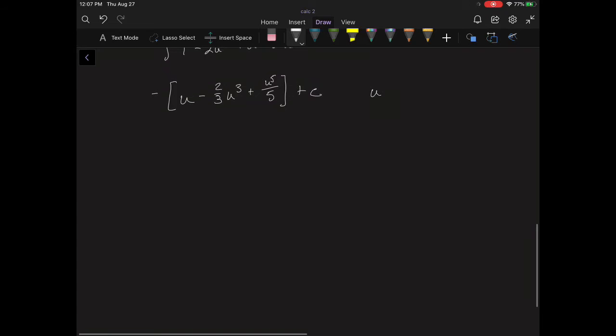But we don't care what u is, we care what our function of x is. So we're just going to take u, which is equal to cosine of x, and substitute it back in. And we're also going to distribute that negative at the same time. So we get negative cosine plus 2/3 cosine cubed plus 1/5 cosine to the 5th. And we can never forget that plus c, because then we're giving one out of infinitely many answers, which are really no answers at all.